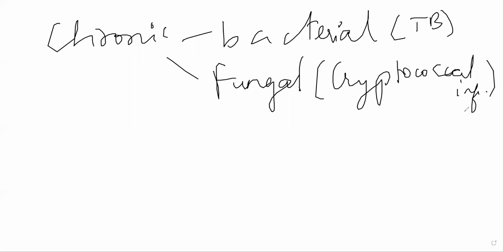Especially cryptococcal infection is more common in AIDS patients. The patient who is immunocompromised, especially like AIDS, it is very common for them to have cryptococcal meningitis. So you have to be careful when the patient has AIDS. They can have a lot of opportunistic infections. One such opportunistic infection is cryptococcal.